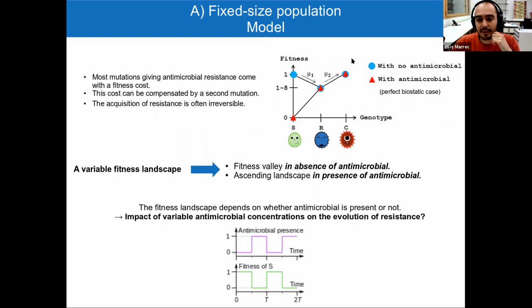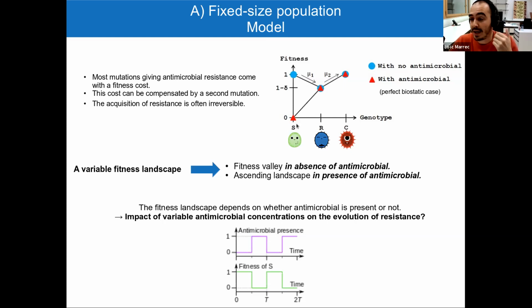Okay, so here is my model. In this graph, I plot the fitness or the division rate versus the genotype. And here in green, you have sensitive microbes that can divide normally without drugs. And as you can see here, a perfect biostatic drug prevents the sensitive microbes from dividing.